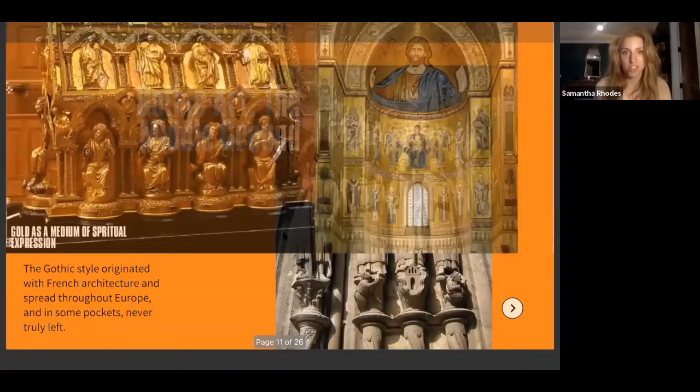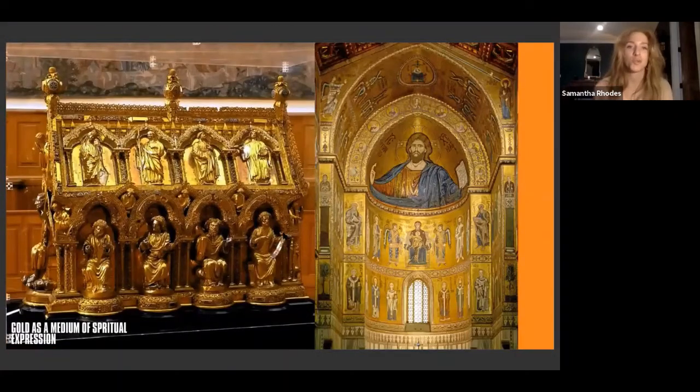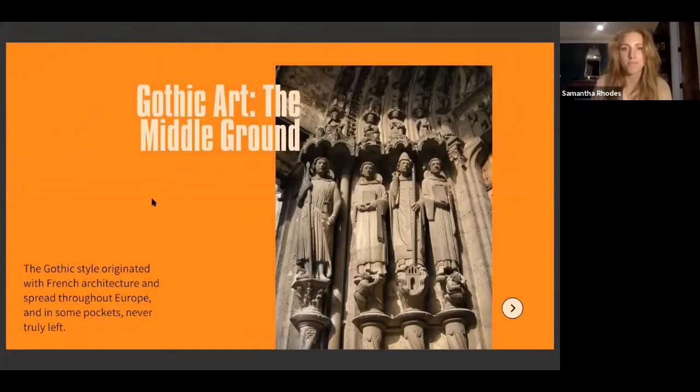And gold in particular, as I said, was meant to reflect a heightened spiritual realm. As we move on into medieval and Gothic art, gold was still employed largely until about probably the late Renaissance, or maybe the high Renaissance. So Gothic art, I've titled the middle ground.